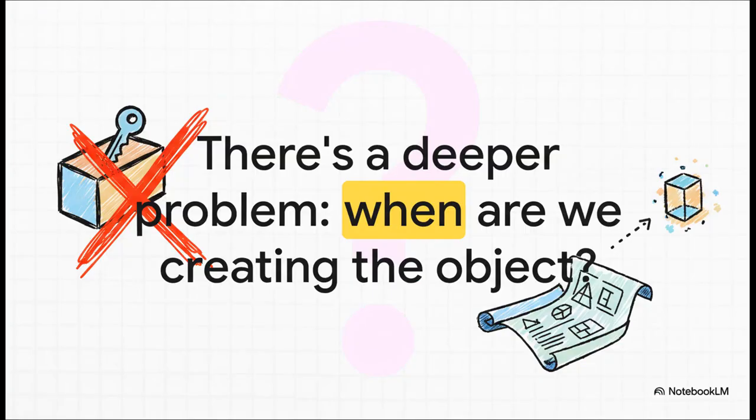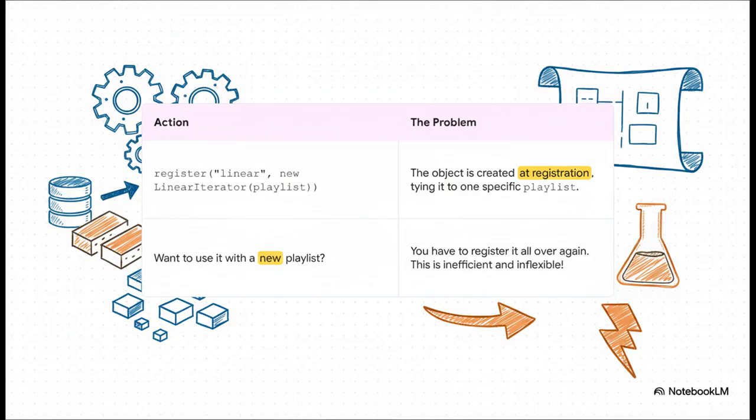The question we really need to be asking ourselves is not how we store these iterators, but when are they actually being created? With our current map solution, the object gets created the second we call register. And believe it or not, that is a huge problem. Just look at this. When we register, we have to pass in a new linear iterator, and we also have to give it a specific playlist right then and there.